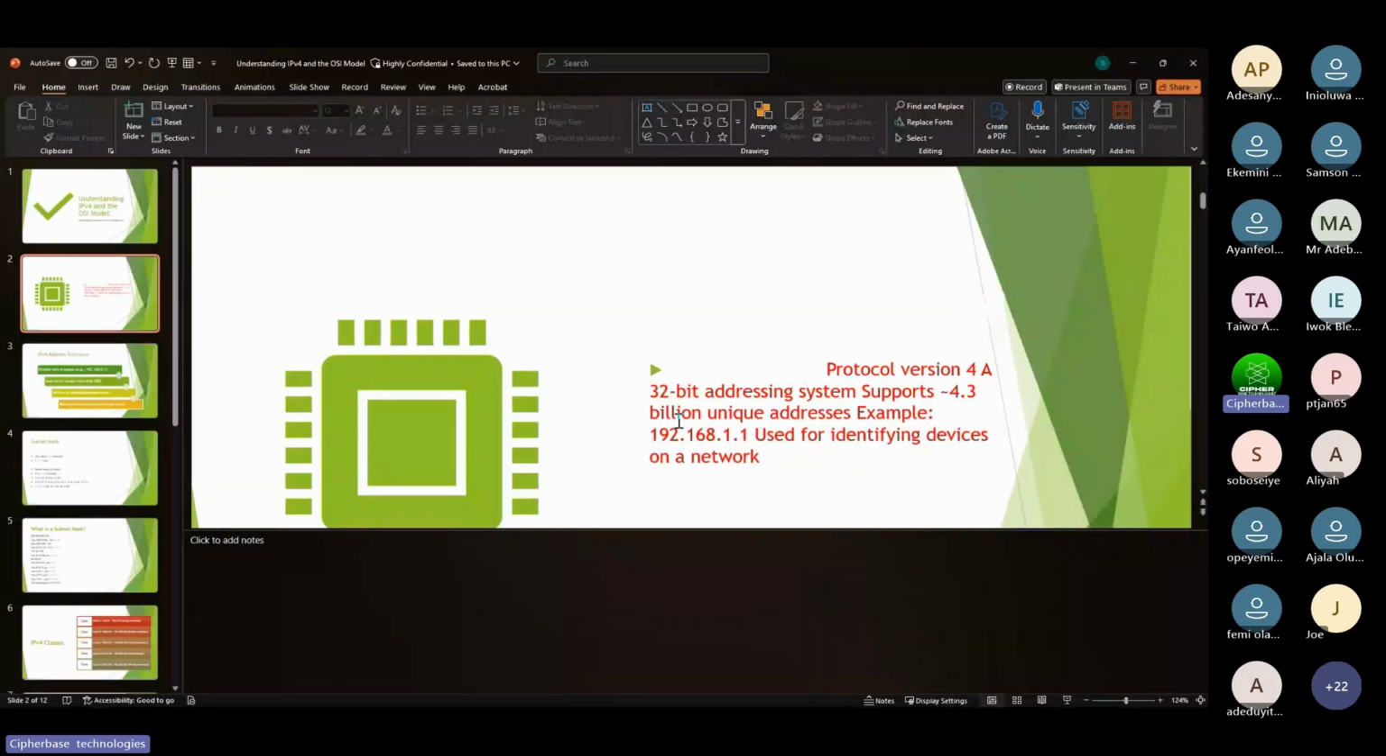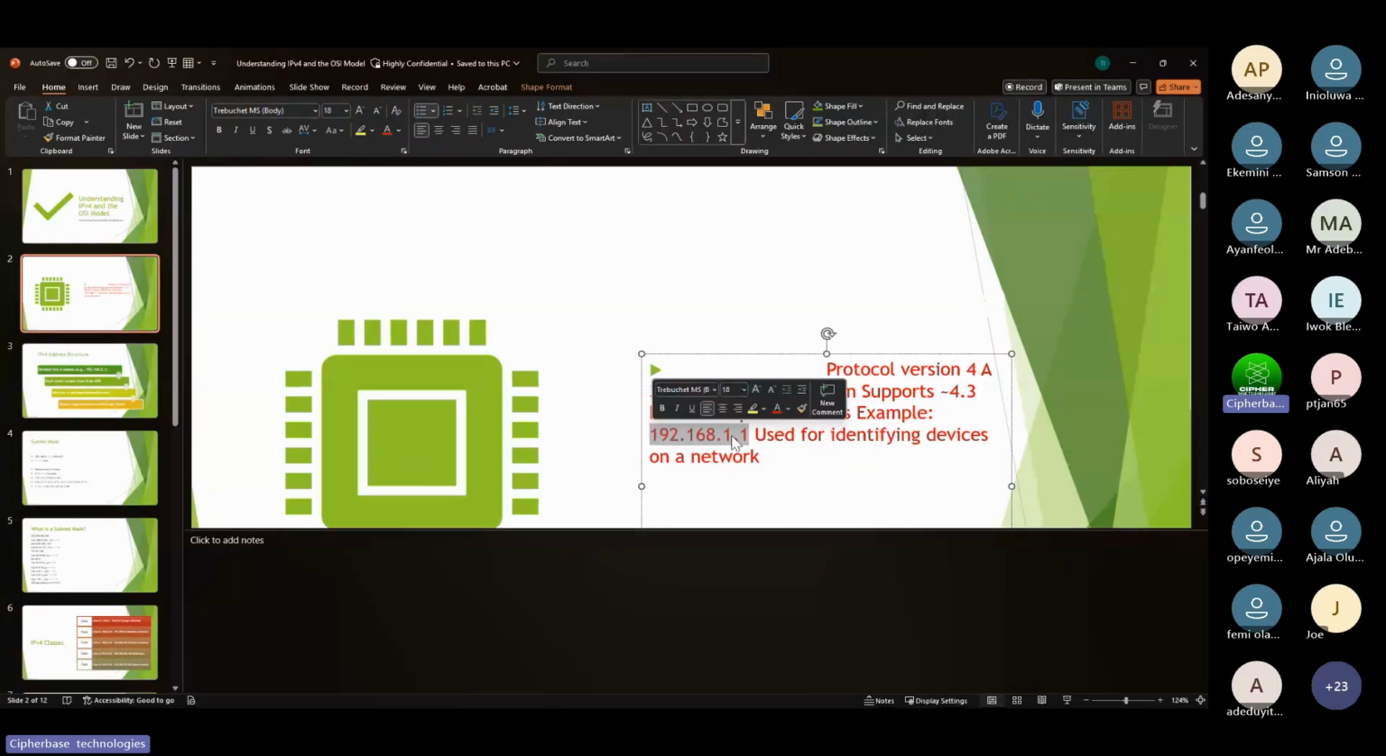IP4 looks like this, and you will understand. You don't need to cram anything. By the time we finish this part of the training, you will understand how to form the private IP addresses, the public ones, and what we use both for. Just like house addresses have numbers, all devices have their own IP addresses.